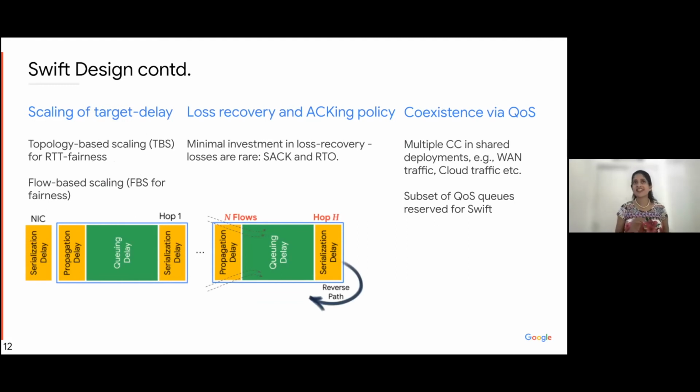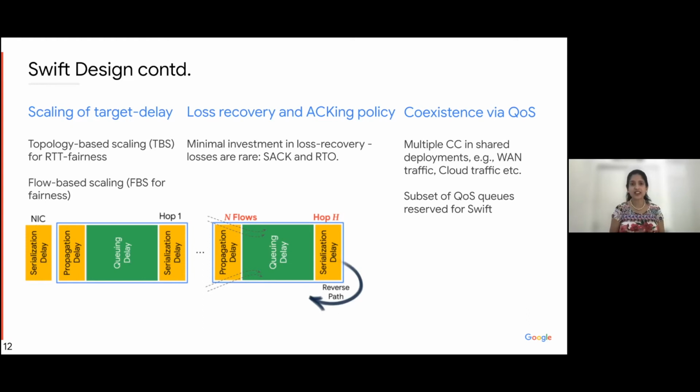And the final slide on Swift design is essentially these other capabilities, wherein the target delay that we just spoke about is not set to be a constant in our data centers. It is scaled adaptively based on both topology and congestion at the flows. So it's scaled on topology quite easily because we know the exact number of hops between a sender and receiver in the data center. So scaling the target based on topology allows Swift senders to achieve RTT level fairness regardless of the path lengths that they are traversing.